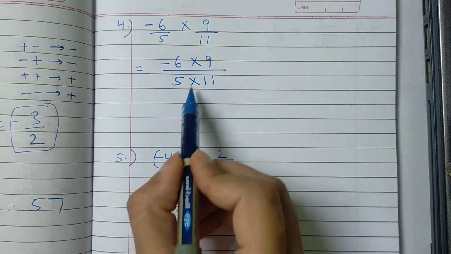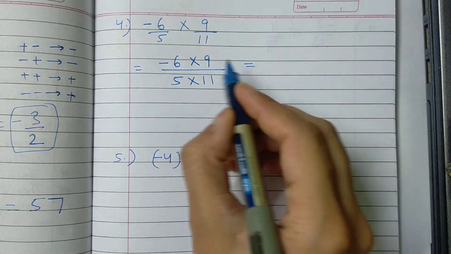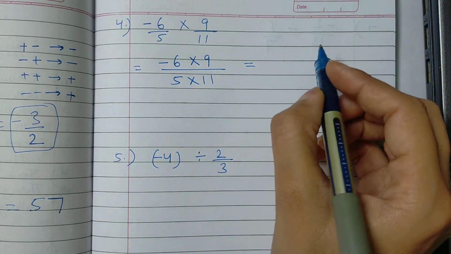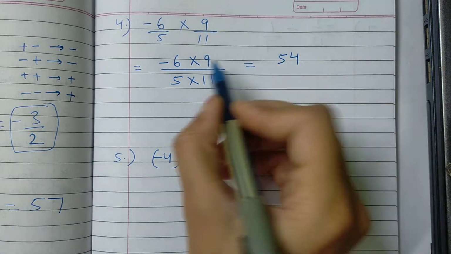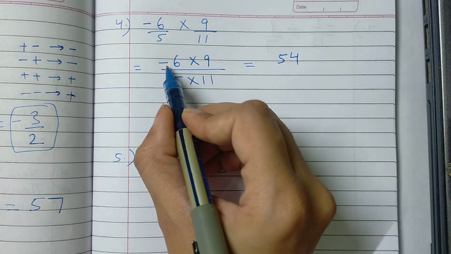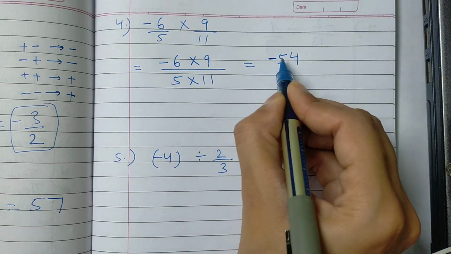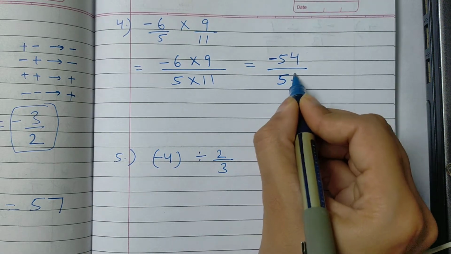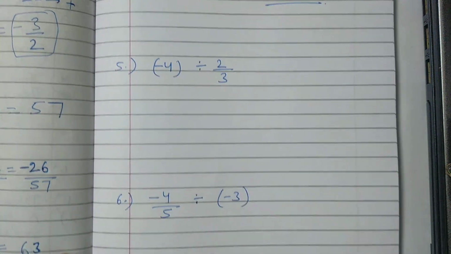Minus 6 multiplied by 9 divided by 5 multiplied by 11. Minus 6 multiplied by 9 will be 54. But what will be the sign? 1 minus and 1 plus, so the sign will be minus. It will be minus 54 upon 55. You just have to simply multiply and check what the sign will be.